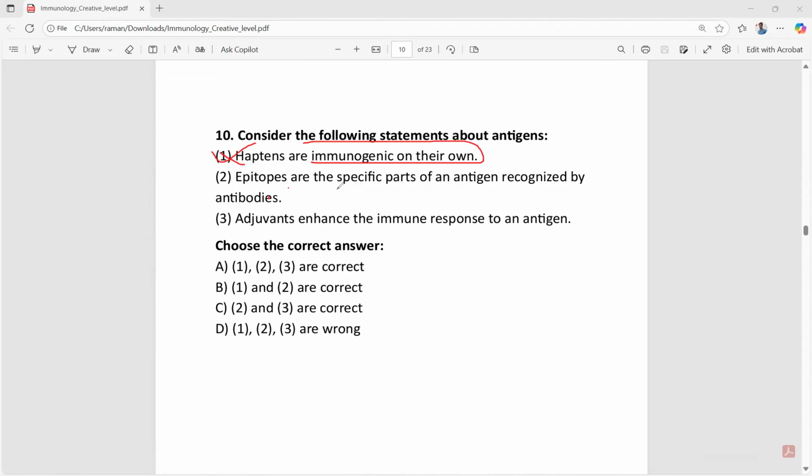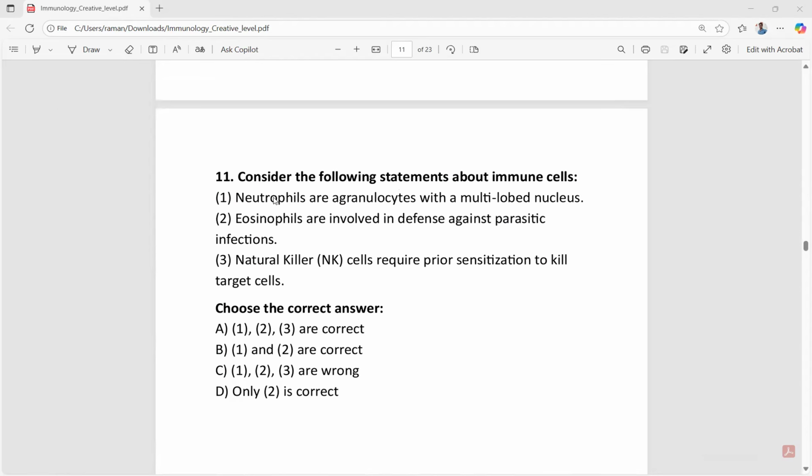Epitopes are the specific parts of an antigen recognized by antibody. This is right. Adjuvants enhance the immune response to an antigen. Adjuvants are not always antigenic or immunogenic, and haptens are always antigenic. So 2 and 3 are the right answer, and C is the right one. Questions வந்து தரவா படிக்கணும். சரிங்களா?